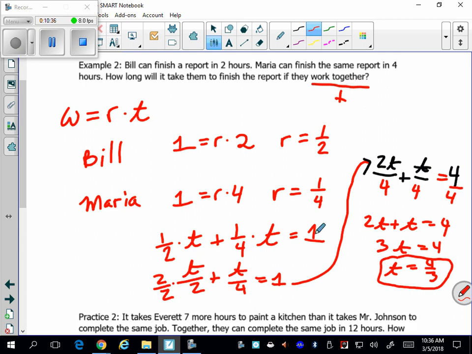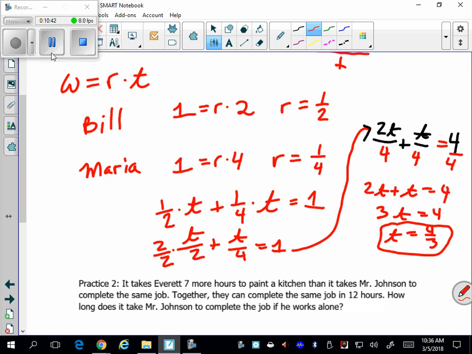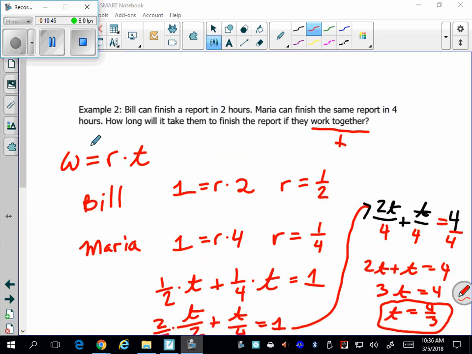Okay, that's example 2. So we'll do practice 2 in class. And we'll talk about example 3 also in class. But other than that, just do example 1 and 2 for class.